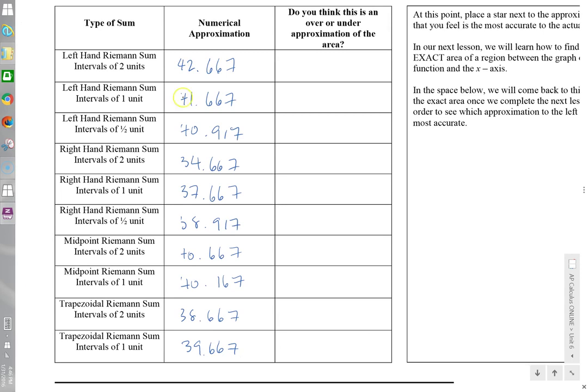So gathering up all the areas of all those ones we just did, this is what I got. The question though we really want to ask, do you think each one of these is an over or under approximation for the area? So you might want to go back and look at the picture and see what area is shaded in and make a judgment. Is this over or is this under? Pause it right now. I'm going to fill in what I think.